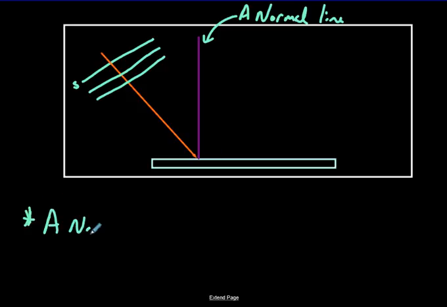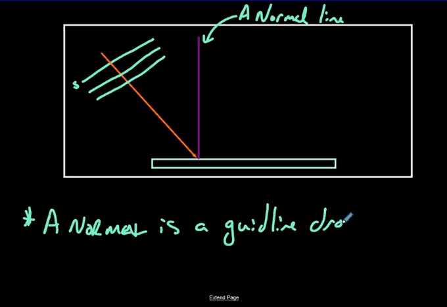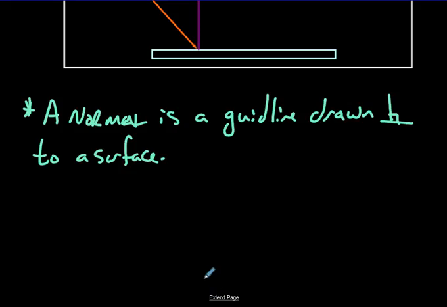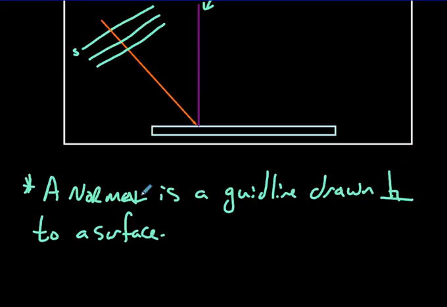A normal is a guideline drawn perpendicular to a surface. Let's draw the sign for perpendicular. Perpendicular to a surface. And you can even use it as an adjective. You could say the wave rays are normal to the surface, meaning they're coming in at 90 degrees.